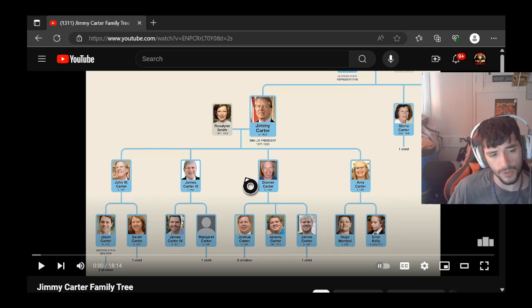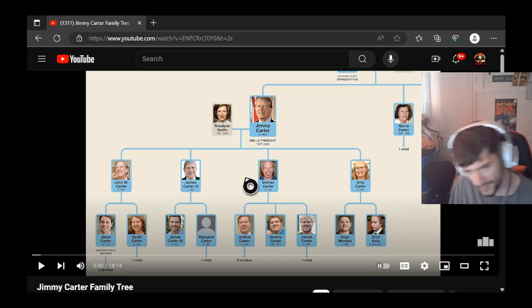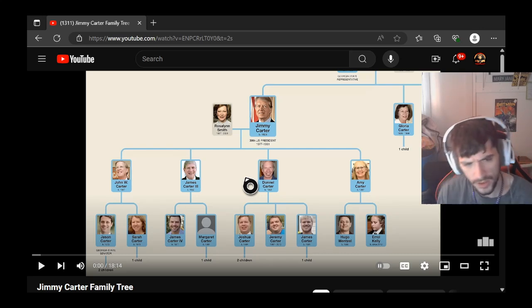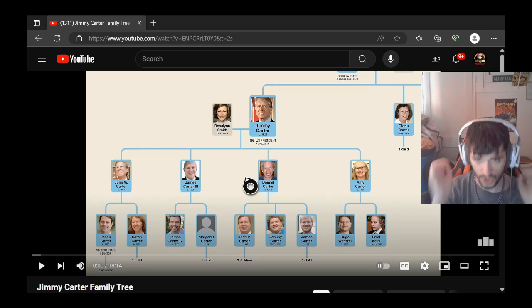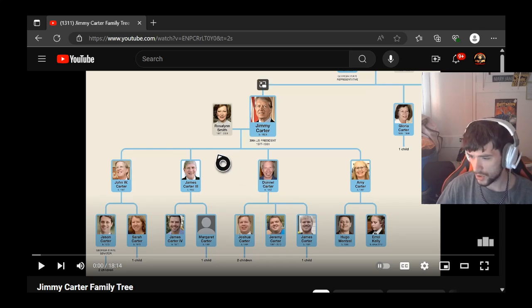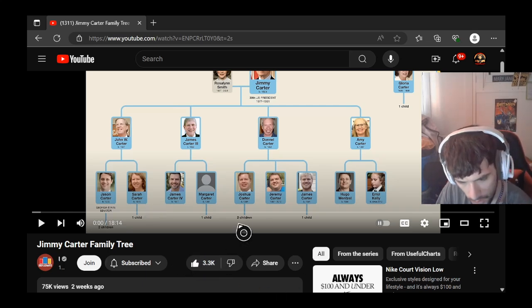Right now we're going to be reacting to the Jimmy Carter family tree. And I don't know anything about Jimmy Carter's family tree or anything like that. So we're going to learn about that, all that good stuff. I am excited. So, that being said, let's get right into it. First, let's link the video.